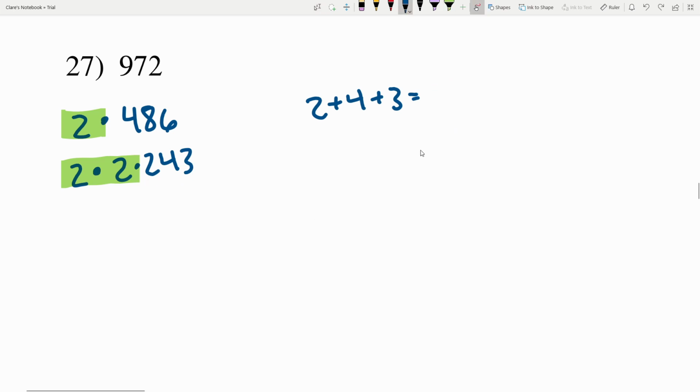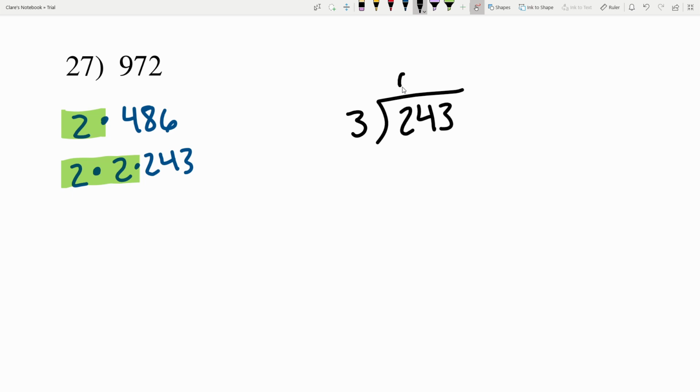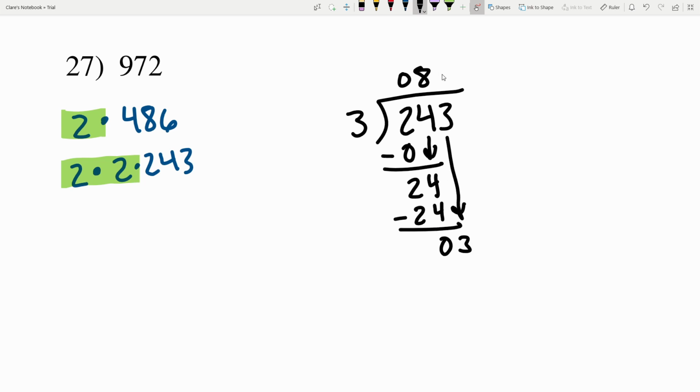So let's go ahead and do that math. I'll have 243, and I'll divide that by 3. 3 goes into 2, 0 times, so 0 times 3 is 0. I'll subtract 2 minus 0 is 2. How many times does 3 go into 24? That's 8 times. And then how many times does 3 go into 3? That's 1 time. So 3 goes into 243 81 times.